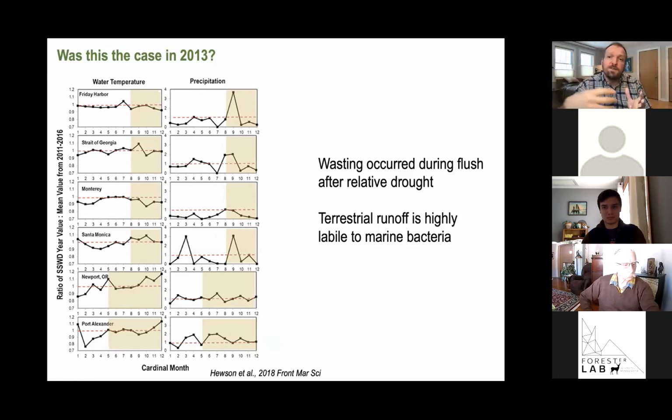One consequence of that is that when you have a big rainfall after a drought event, it brings into the coastal zone a lot of organic matter, and all of that tends to be very highly labile to marine bacteria. So it looks like there were some weird conditions that happened in 2013 that might have corresponded with this disease.